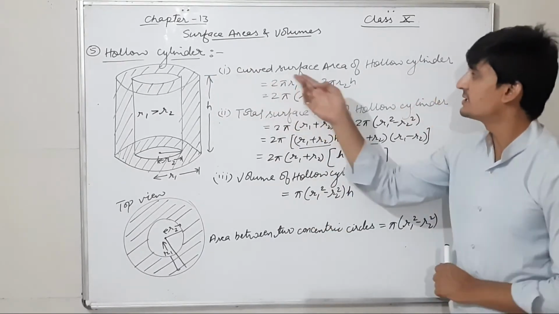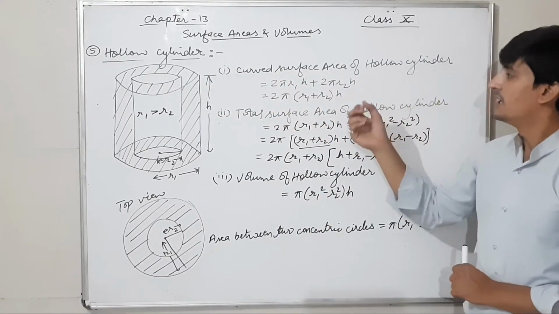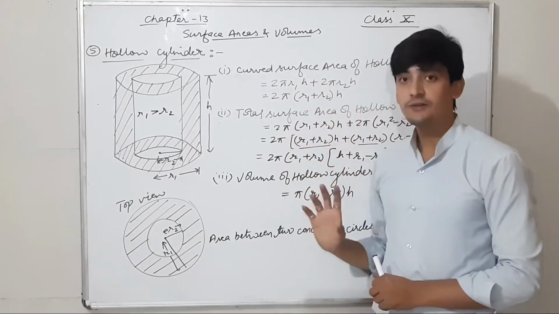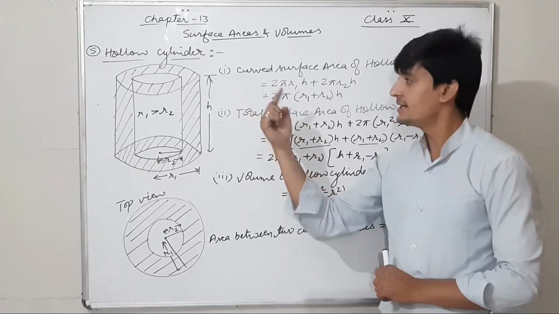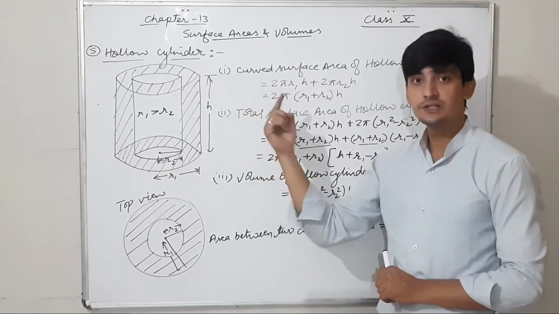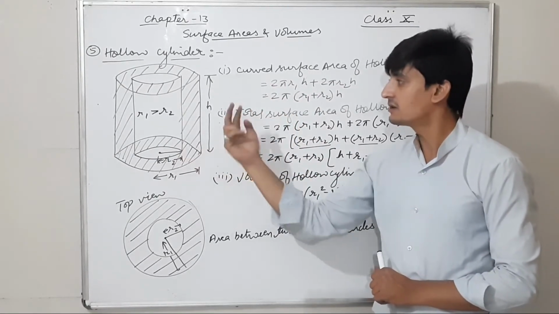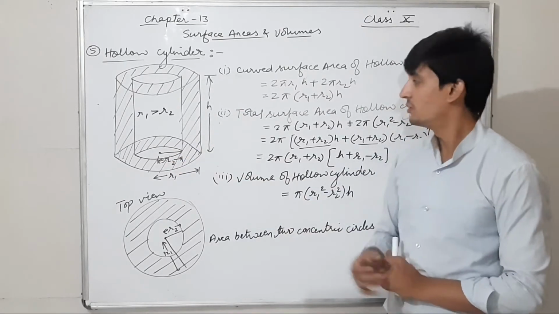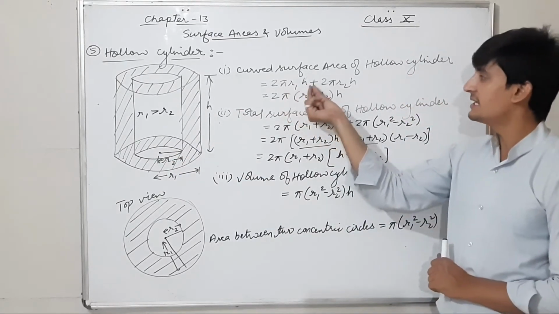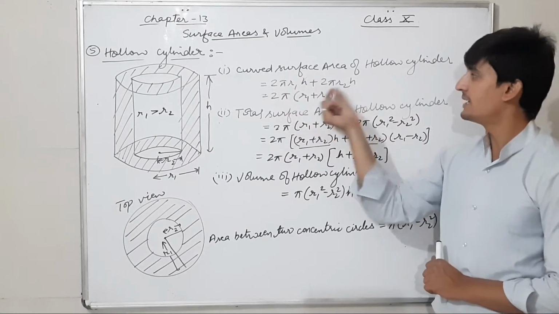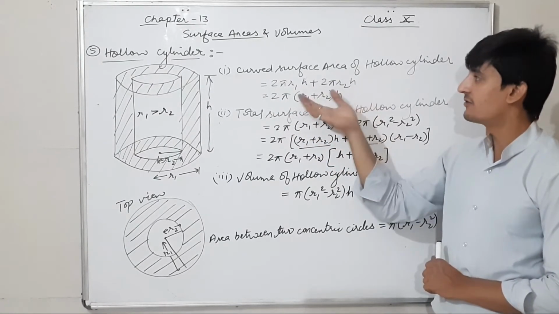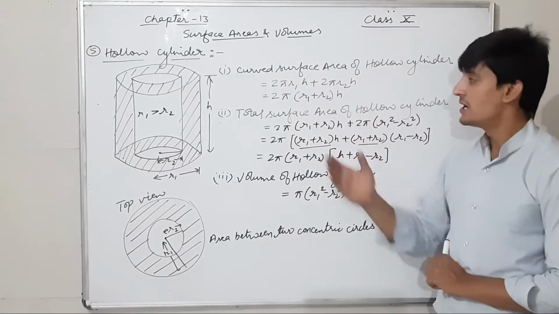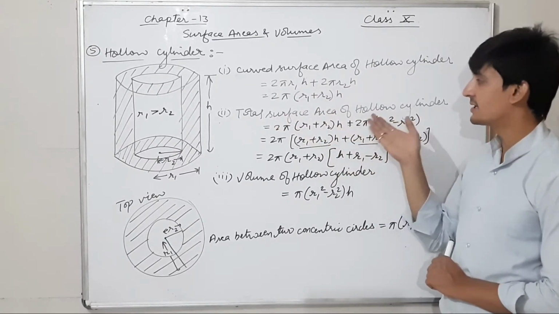Now next we have curved surface area of hollow cylinder. In curved surface area, we use the outer curved surface plus inner curved surface. For the outer curved surface the radius is R1, and for the inner curved surface the radius is R2. So we have 2 pi R1 h plus 2 pi R2 h. Taking 2 pi h common, 2 pi bracket R1 plus R2 into h is the required curved surface area of hollow cylinder.